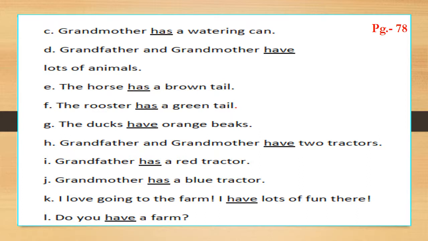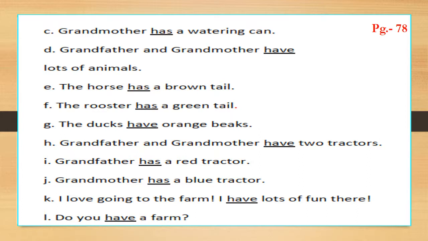Let's see the J part. Grandmother has a blue tractor. So here grandmother, singular subject. With the singular subject we will write has.